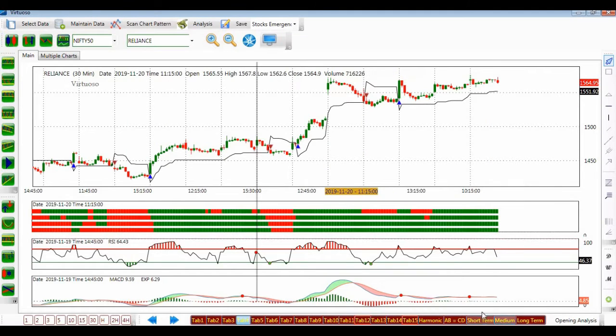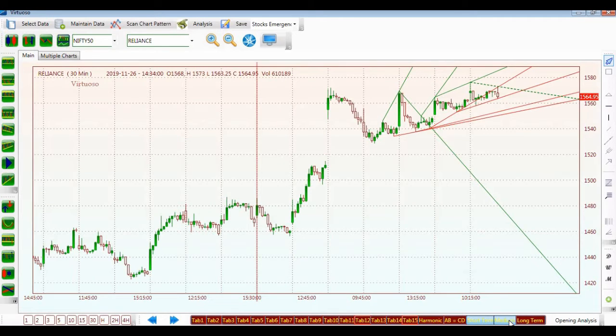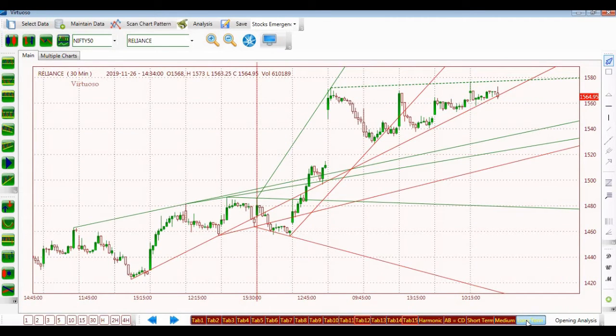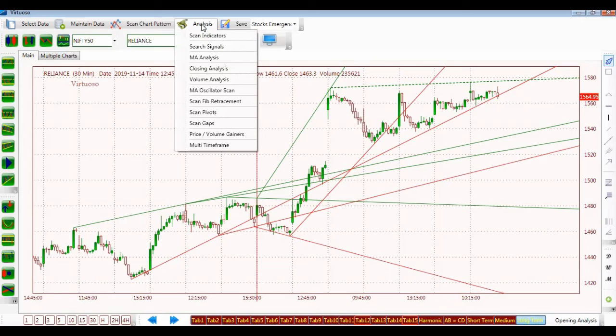You can get the same information, the multi trend line, with the short term, medium term, and the long term feature. So this is again an amazing feature. So these are the trend lines automatically drawn on the chart, and how the charts are performing under this. Now let's go to the analysis, and I'm going to explain these features, and these are valuable diamond features of Virtuoso software, which you cannot find in any of the software available in the market.